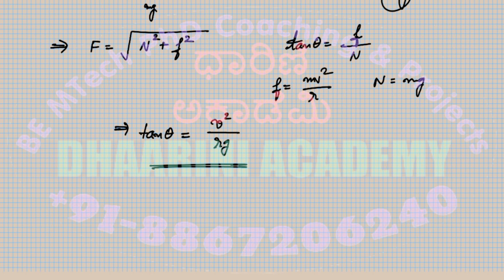Okay, so these are the equations that one can use whenever we try to solve for the cyclist bending towards the center.